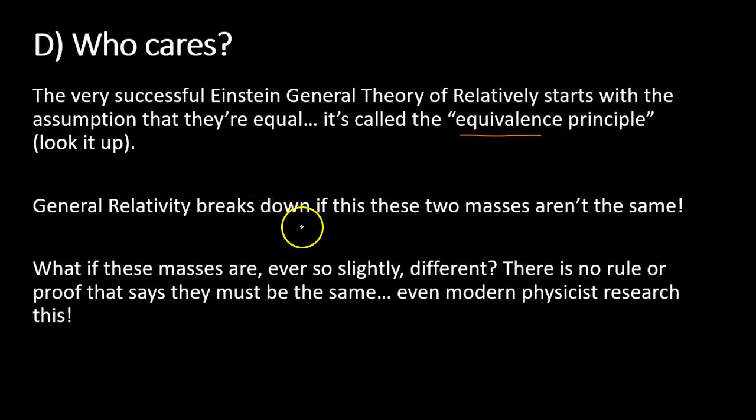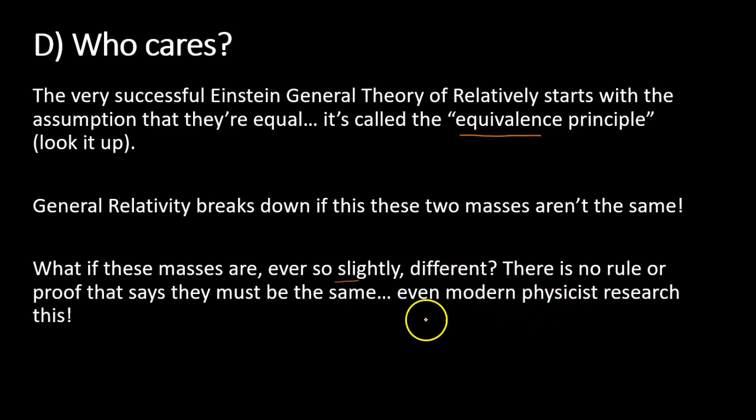General relativity, in fact, could not be true, or at least it would mostly break down, if these two masses aren't the same thing. So then you might think, what if these masses, even though they certainly seem identical, are not? What if they are slightly different? What if in the quantum realm they are in fact slightly different? Again, there's no proof that says they have to be the same thing. There's no rule in physics that says this.